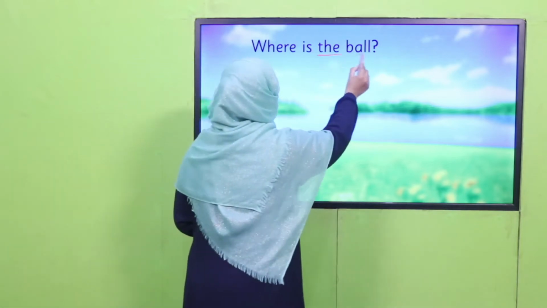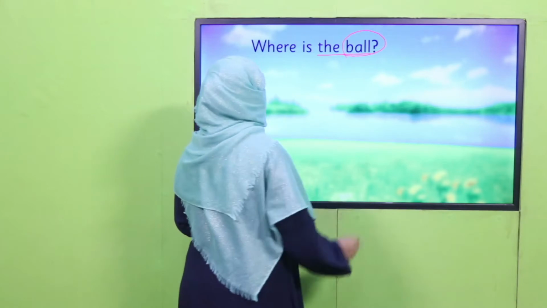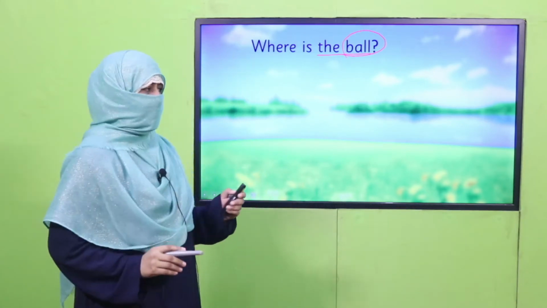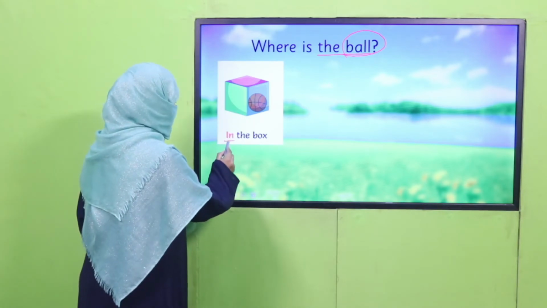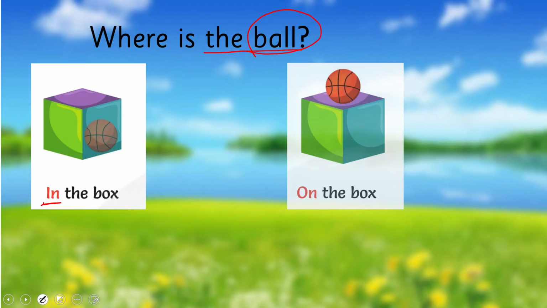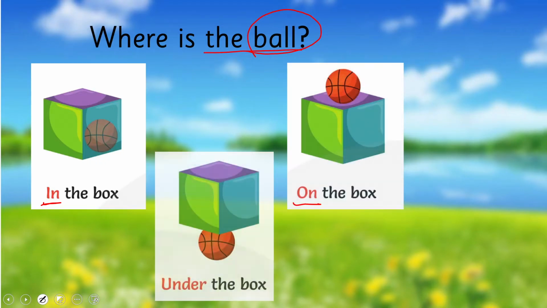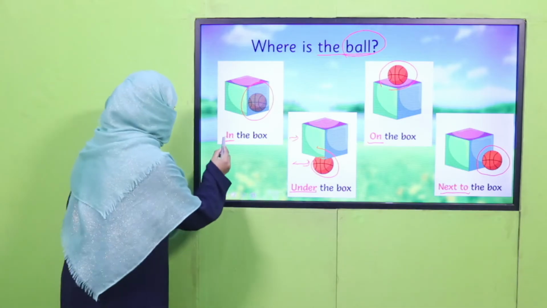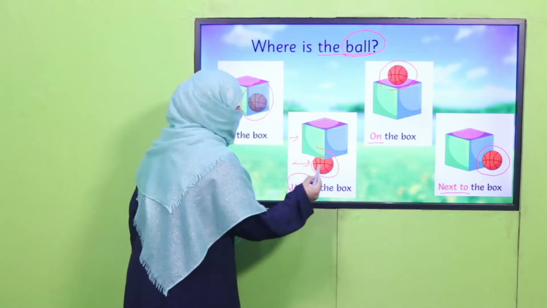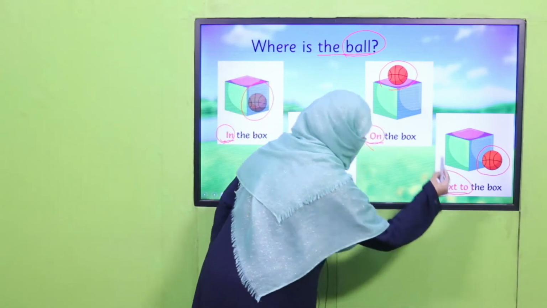So here I'm going to ask you a question. Where is the ball? Now, the ball is a noun and its position is related to this box, you will tell me. The ball is in the box. The ball is on the box. The ball is under the box. And the ball is next to the box. Now you see these two objects, the ball and box, are the same. But its position every time is different. And how are we differentiating? This position word is telling us the position of the ball in relation to the box.